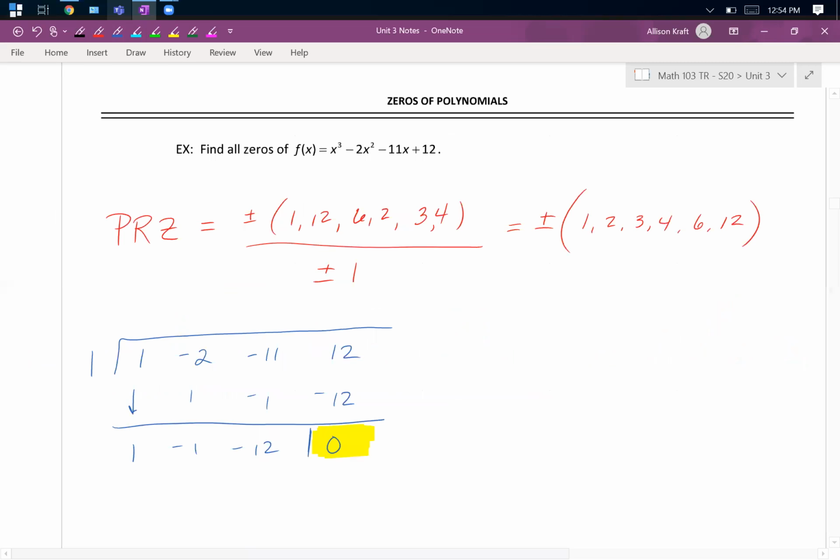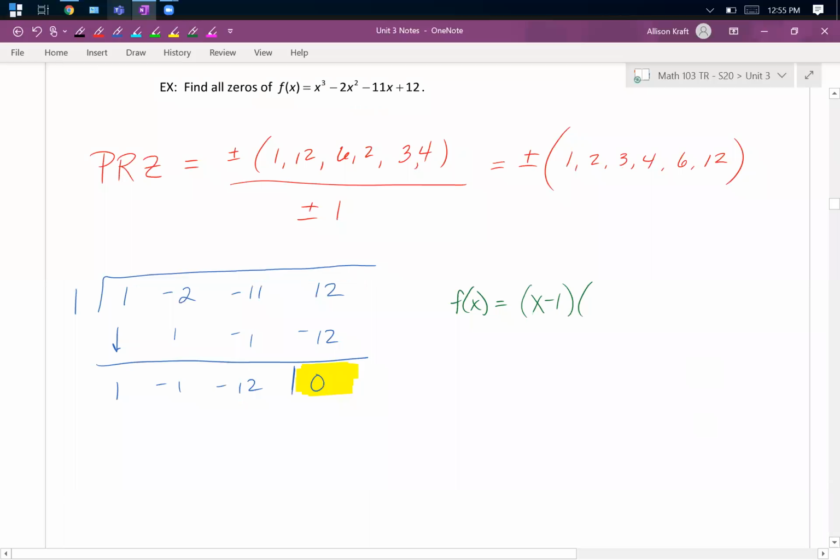All right, let's get to factoring this. F of x. If 1 is my 0, what's the factor? X minus 1. And what's the degree of our next factor going to be? Two. It's going to be degree 2 because we had a cubic and we divided it by a first degree, so it's going to leave us with a quadratic, and right there are the coefficients for our quadratic, x squared minus x minus 12.